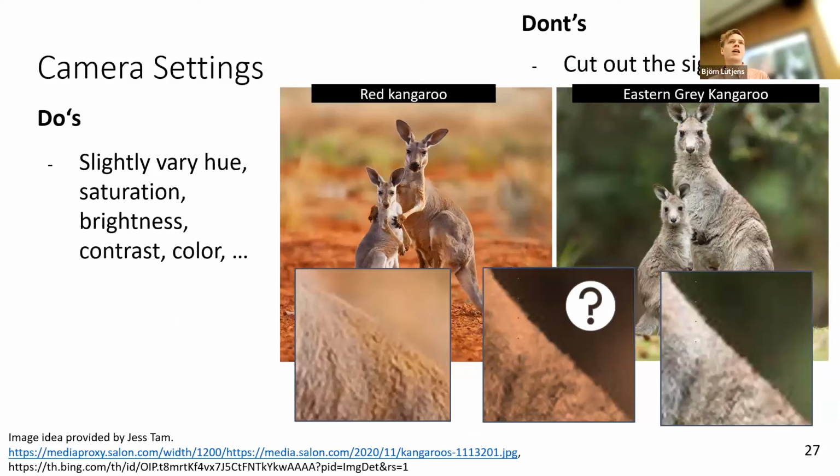Camera settings, you might want to vary over the hue, the saturation, the brightness, contrast, or color. However, that can get quickly quite tricky. For example, Jess was pointing out that in his imagery, there is a red kangaroo and an eastern gray kangaroo, and really the only feature that distinguishes them is the color of the fur. So if we were to augment over the color, we're not sure anymore. This middle image, is that from the eastern gray or from the red kangaroo?